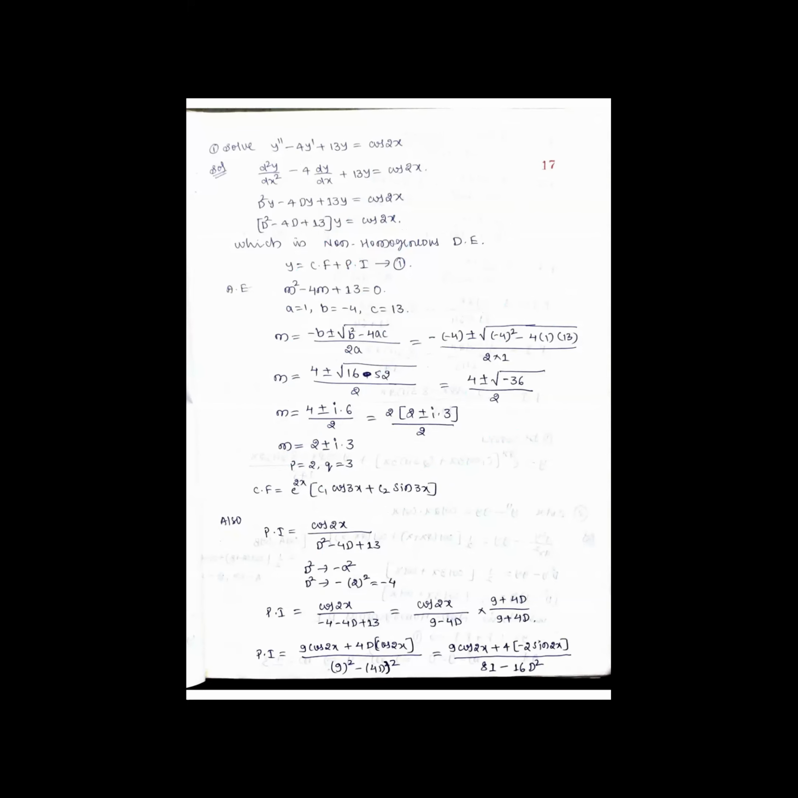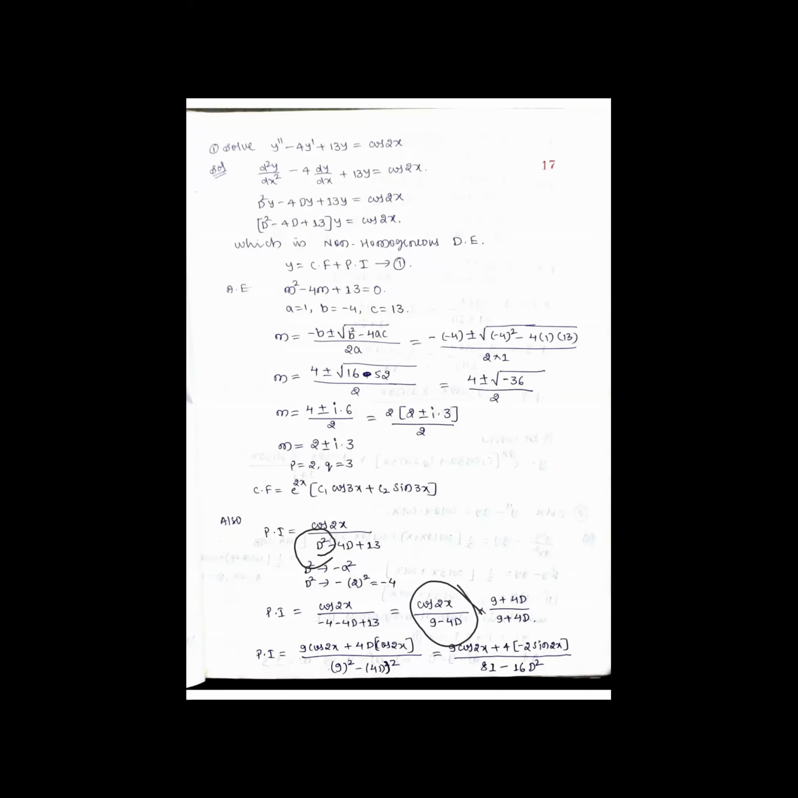So friends, listen here, D square is there, right? So this should be replaced by minus 4. You can check it: cos of 2x divided by minus 4 minus 4D plus 13. Don't replace D, only D square you have to replace in type 2. So 13 minus 4 is 9 minus 4D. One thing I told you is that we should not get any D in the simplification, we have to completely remove that D. Here you can see there is a D.